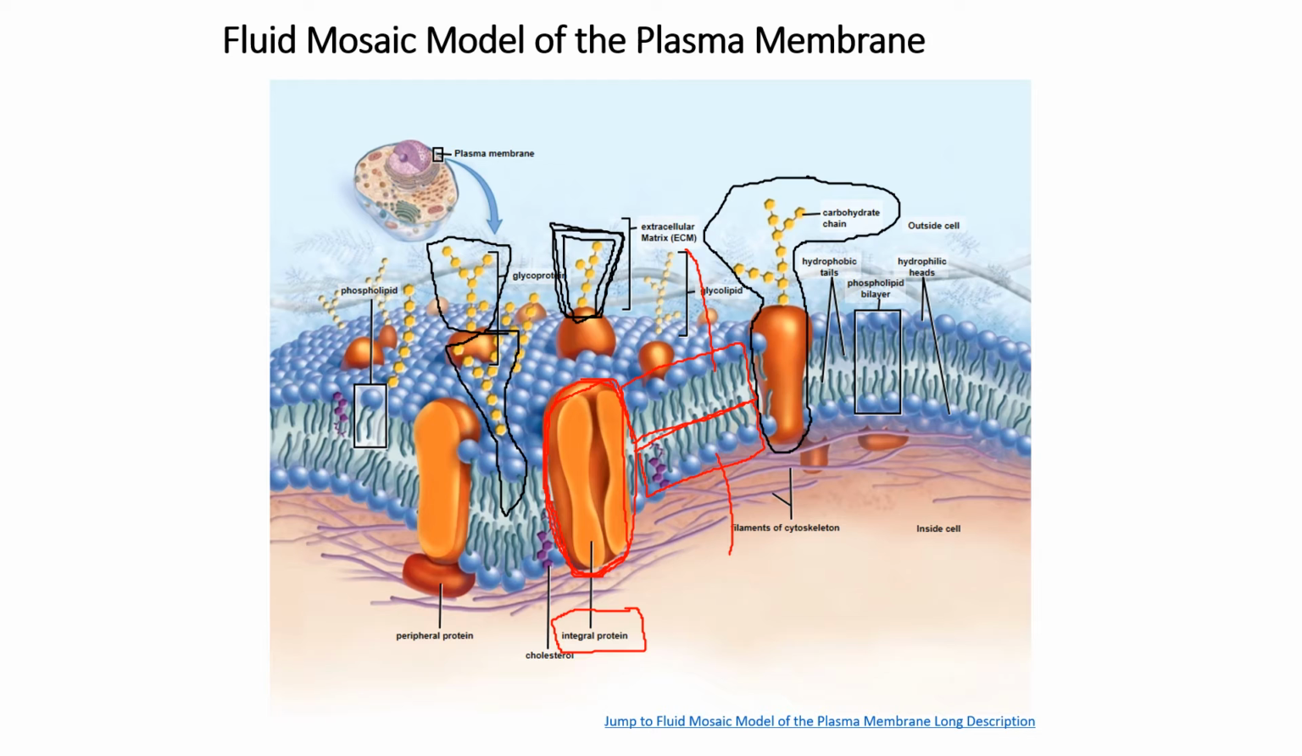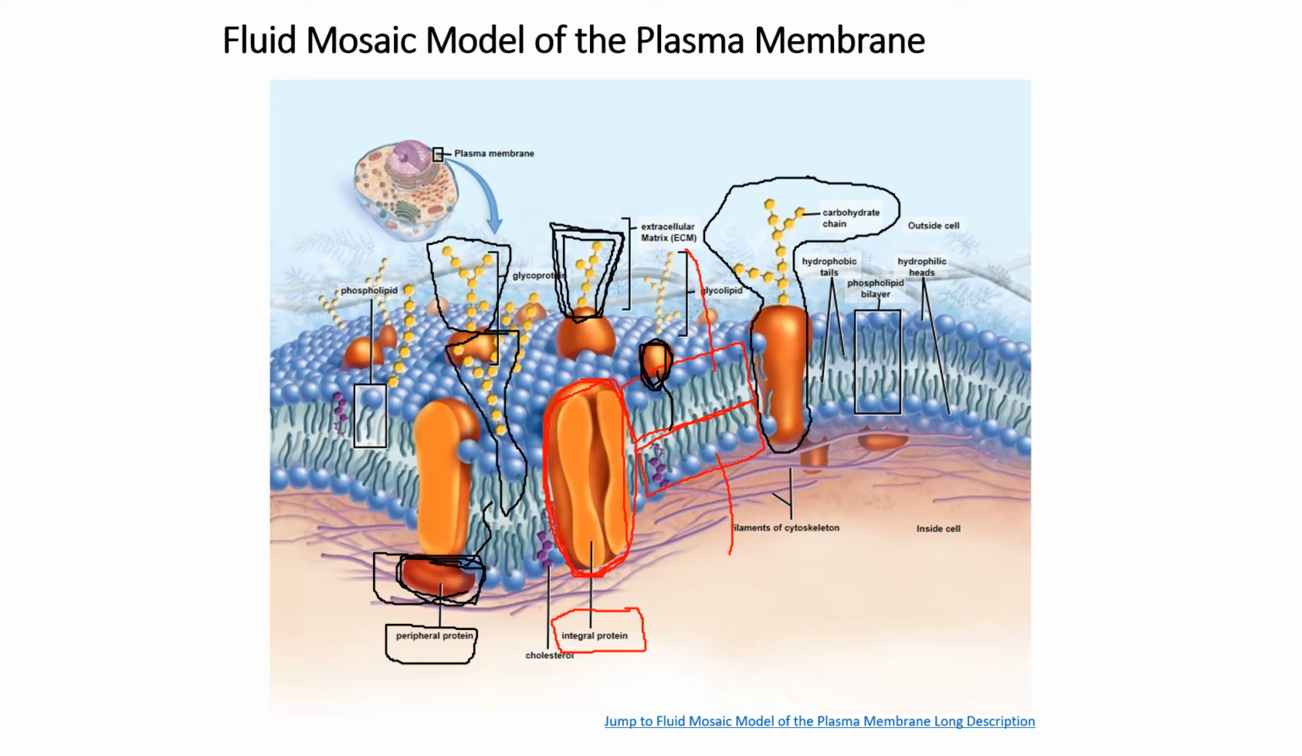The other type, these proteins are anchored to one side or the other. They're loosely anchored and they only go through a small portion of the membrane, or they may just have a fatty part that goes in and anchors them. But these proteins are called peripheral proteins. Peripheral means to the side or around the side, and they are on one side or the other of the plasma membrane.